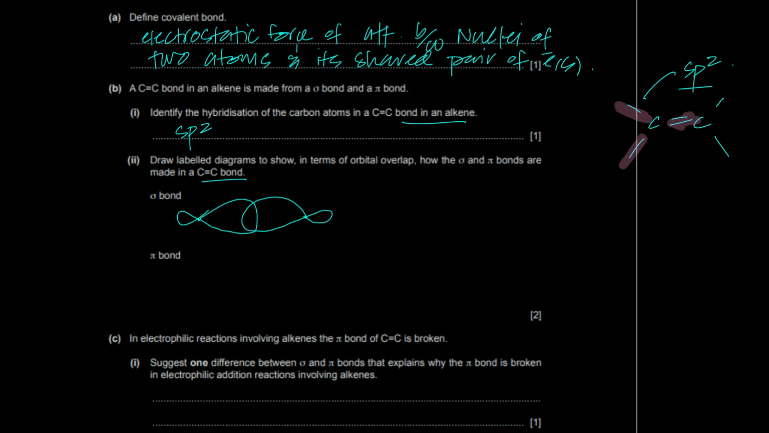That's one. And make sure that the overlap, the shared pair, lies along the internuclear axis, between the internuclear axis. But for a pi bond, we know it's a sideways overlap. So it would look something like this. Just make sure that these two points right here are the same, and these two are the same. This seems a little shorter, so I may not get a mark for it, but you have to draw it in a better manner.